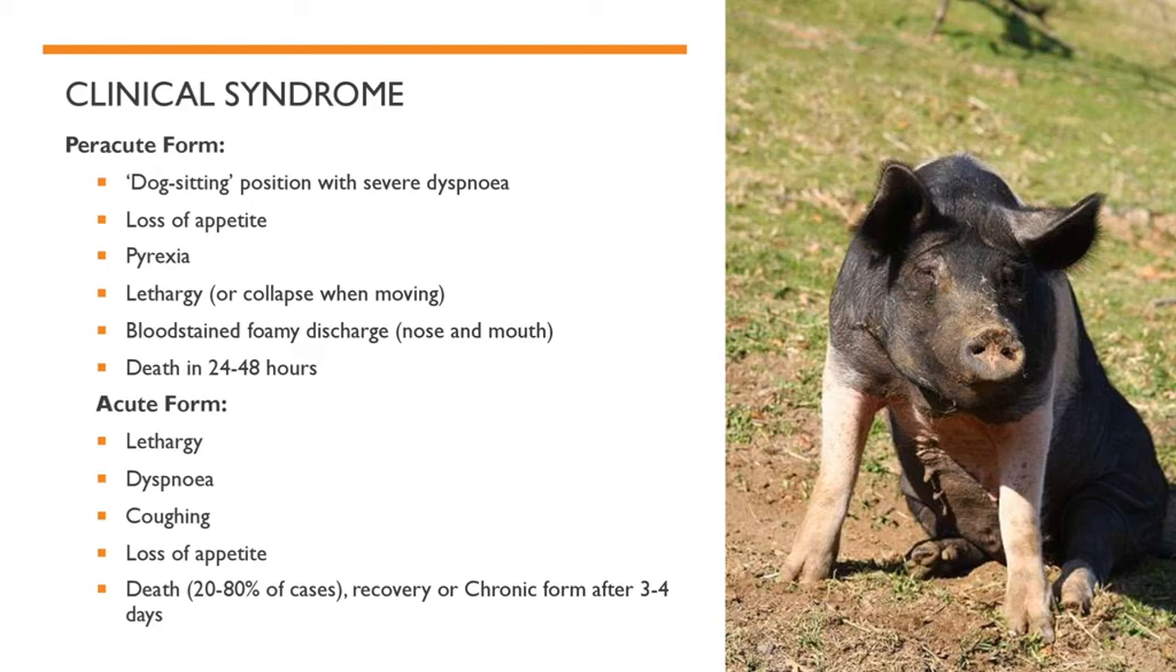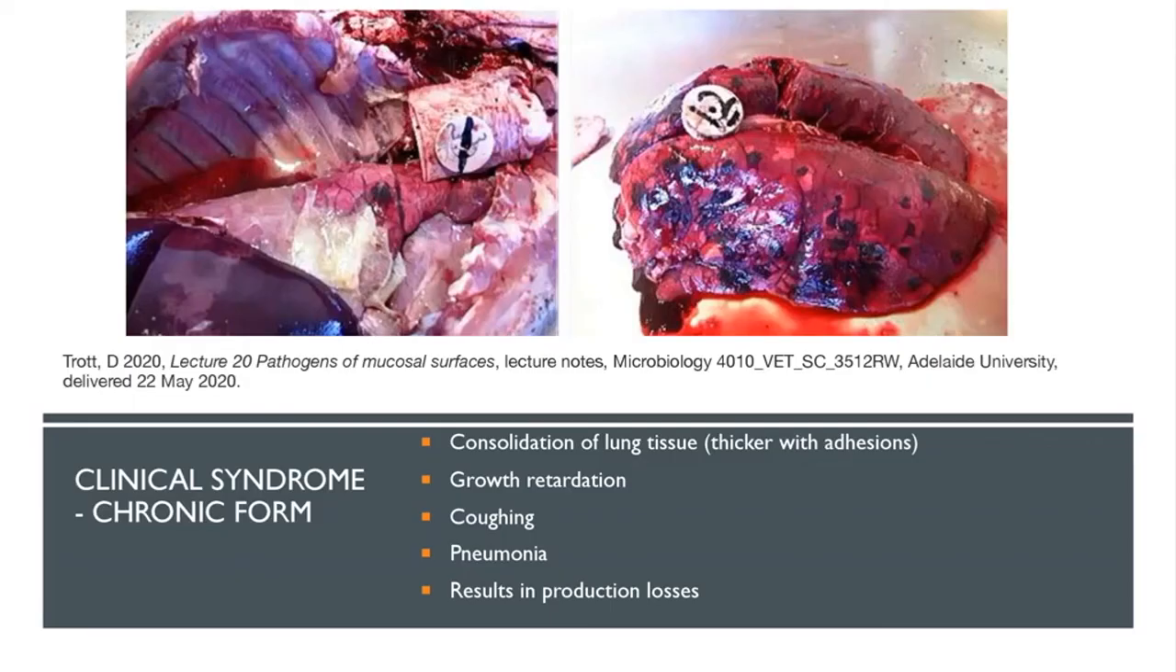These clinical signs are primarily the result of hemolysin and other toxins produced by the bacteria, which cause necrosis of pulmonary endothelial cells and macrophages, while simultaneously causing vasculitis in the lungs, leading to a thrombosis or clot, which results in infarction. Activating a rapid immune response to sequester the infarcts of the lungs results in inflammation of the pleura and of the lungs. The chronic form of this infection involves consolidation of the lung tissue, which is thicker with adhesions, growth retardation, coughing, and pneumonia.